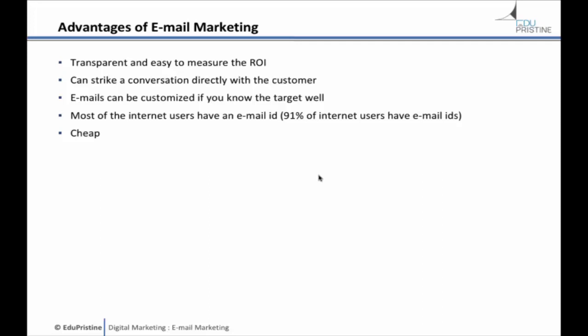So email can be customized if you know the target well. If you know your target audience and you've created different email lists depending on what they like, you can customize it so that it appeals to all of your users. Okay. Most of the internet users have an email ID. 91% of internet users will have email IDs. The next advantage is it's pretty cheap. Every email that you send out costs a couple of paise compared to other forms of marketing. So yes, it's superlatively cheap.